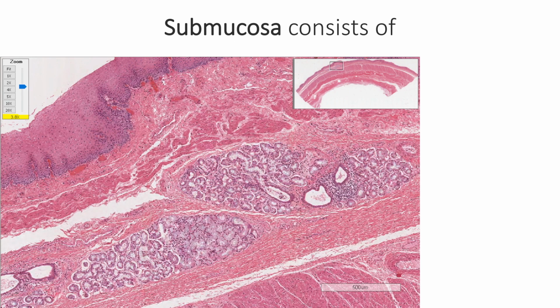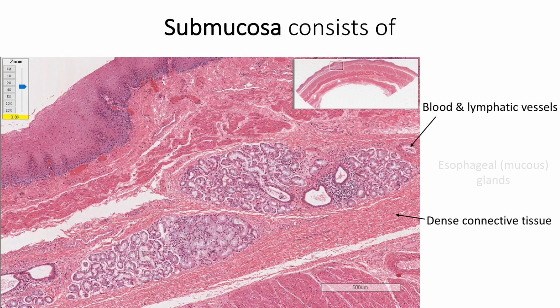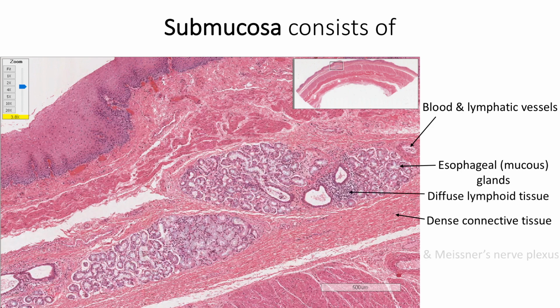Submucosa consists of dense connective tissue, large blood vessels and lymphatic vessels. It contains esophageal glands which secrete mucus, diffuse lymphoid tissue, and Meissner's nerve plexus.